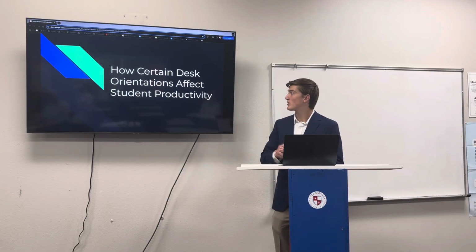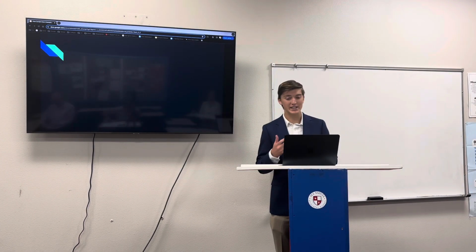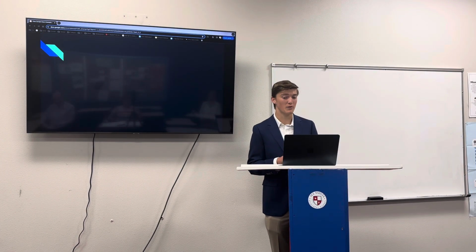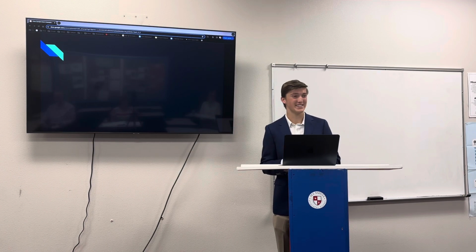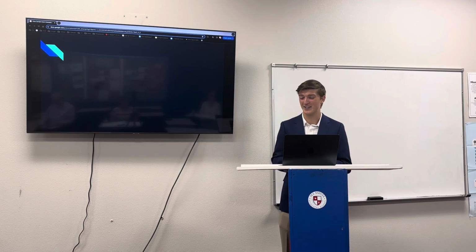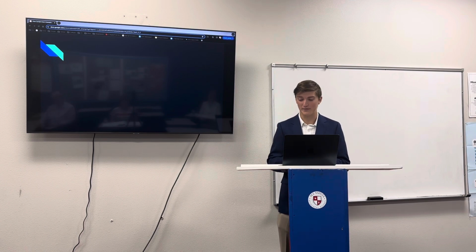How certain desk orientations affect student productivity. Imagine this. You are sitting in class and the teacher calls on you to answer a question. Then you realize for the past 5 minutes that you just have not been paying attention and you have no idea what the class is talking about. This is an experience that everyone has experienced at some point in their life.